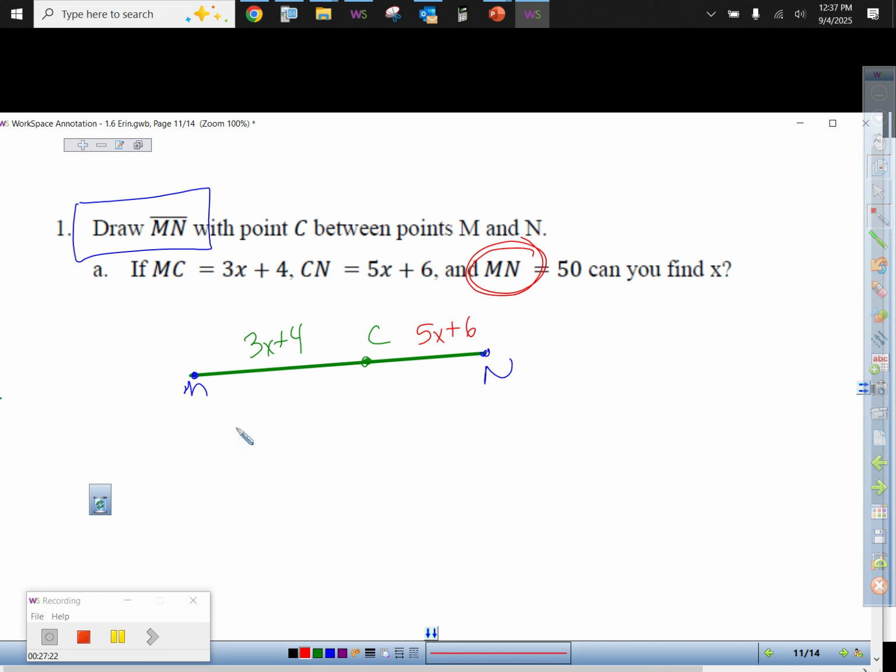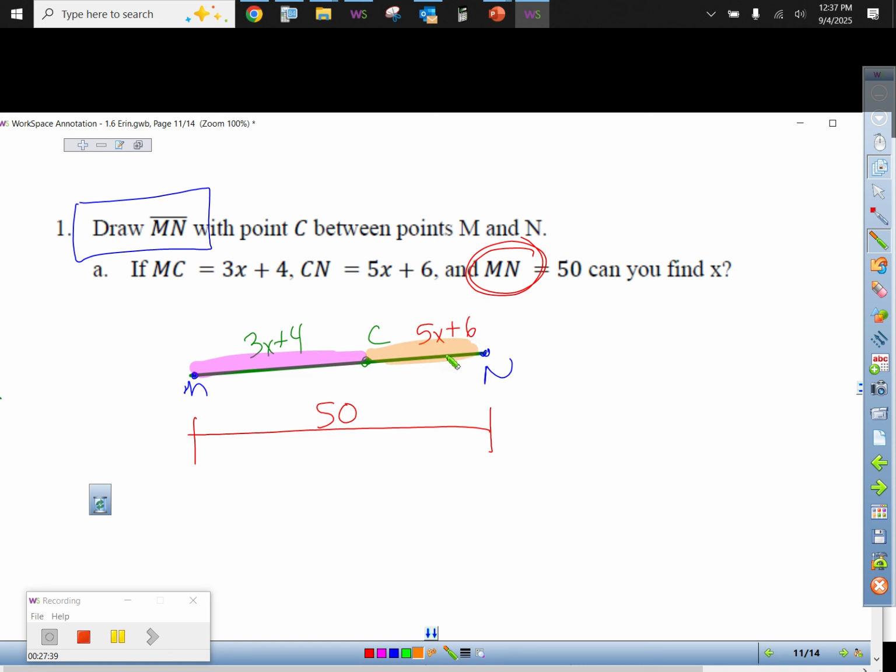Please go either above or below, I don't care where, and put one of these guys saying that's the entire thing, right? The distance from M to N is 50. And see if you can set up an equation with your table mates. I got a pink one, I got an orange one, and I have a red one. What would have to be true about those? Let me ask you this. Does this equal this? Does this have to equal this?